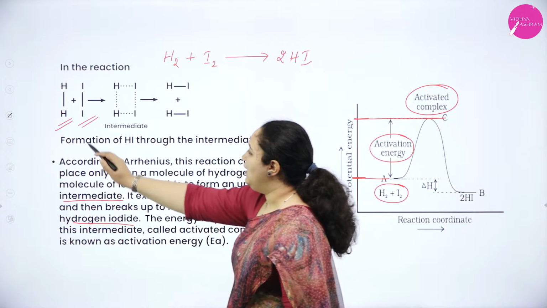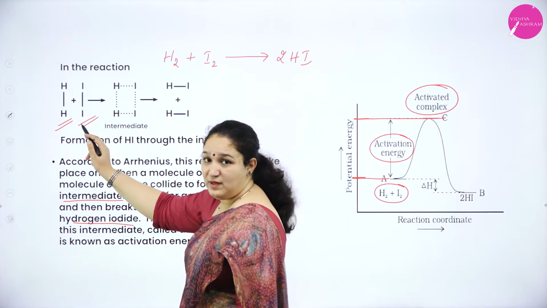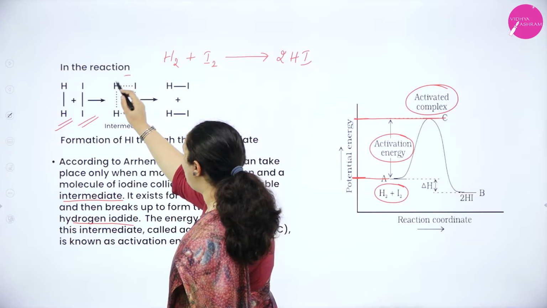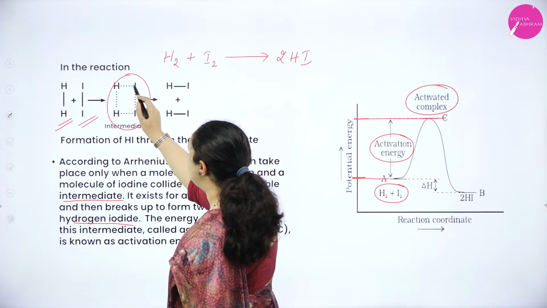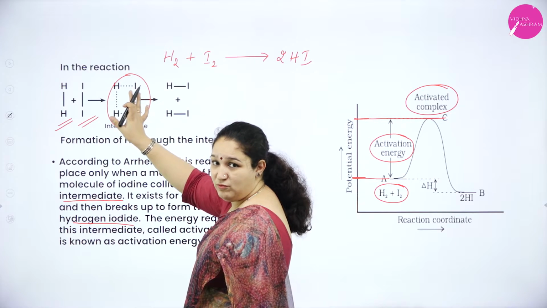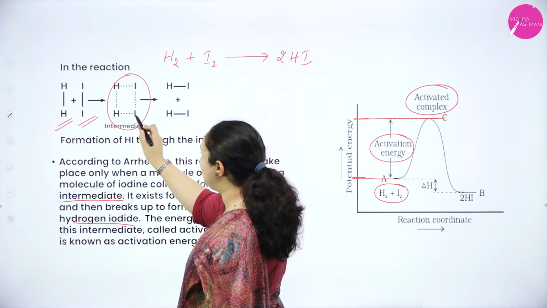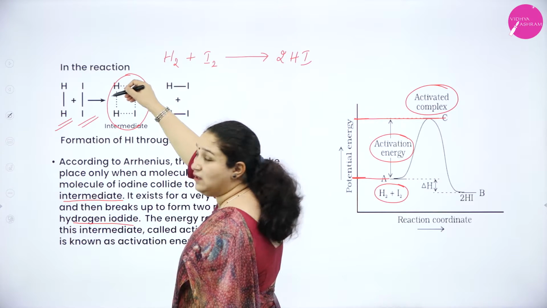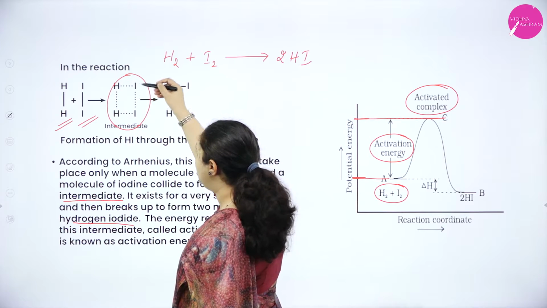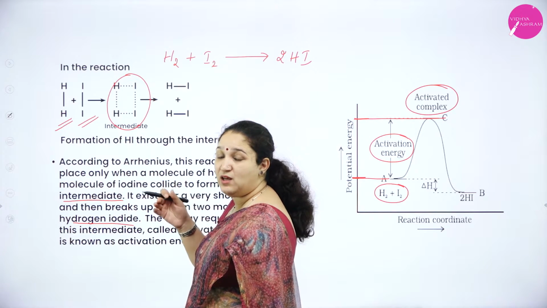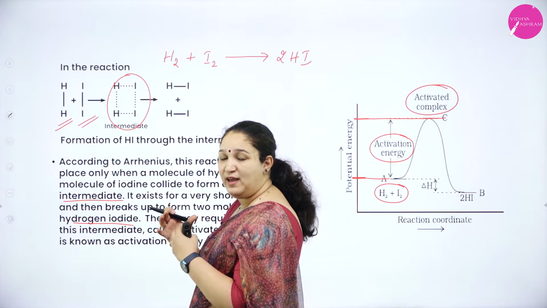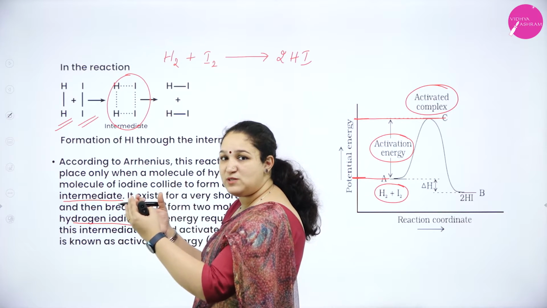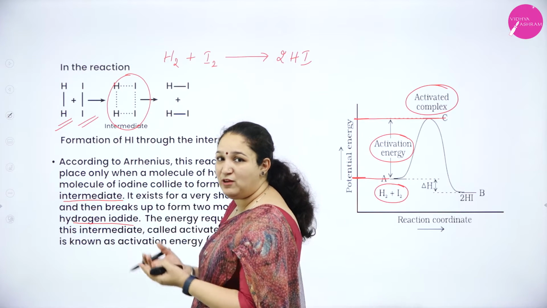So you can see here, hydrogen, when it is colliding with iodine, they will form an intermediate complex. Hydrogen and iodine bond is forming. Here also hydrogen and iodine bond is forming, and between the 2 hydrogen atoms the bond is breaking. Between the 2 iodine atoms the bond is breaking. So you have an intermediate where there are some bonds which are breaking and some bonds which are still being formed.